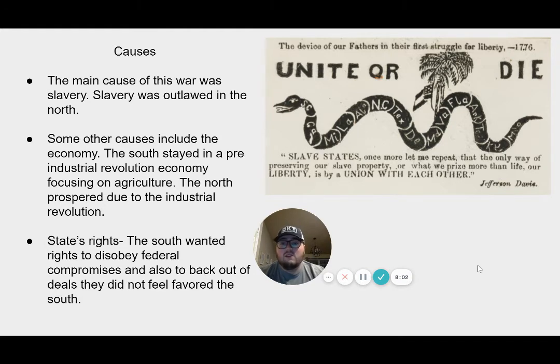So there's three things that caused the Civil War. One is slavery. Two is states' rights. And then three is the economic differences. But by far, definitely the main reason was slavery.